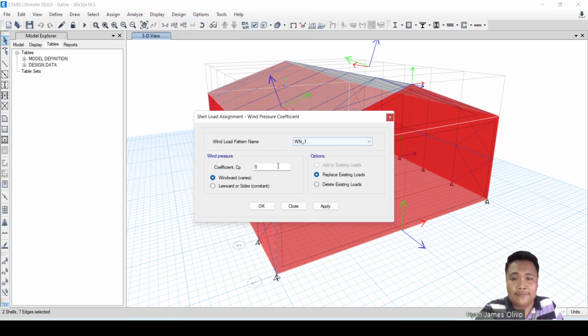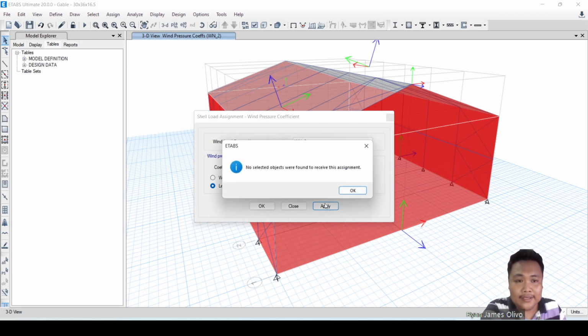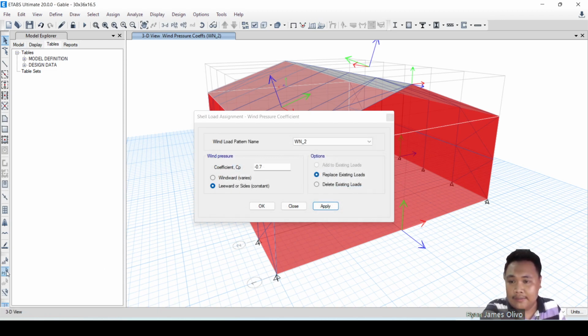So our first is WN1. That is negative 0.7. Since this is a wall and this is a side wall, click leeward or sides. Okay, apply. So we can also apply it in WN2. Apply. Okay, sorry. Apply. It's okay, we have applied it.